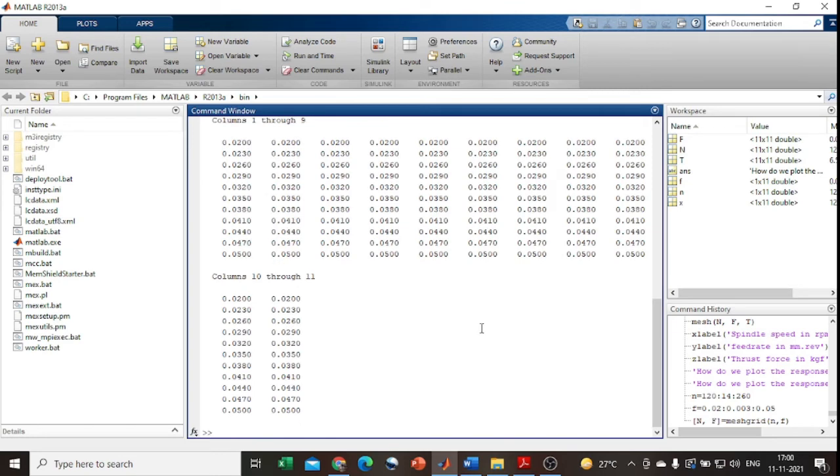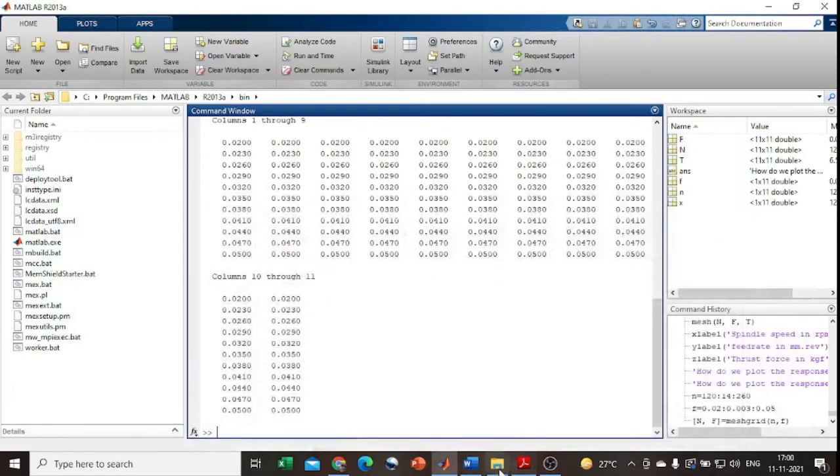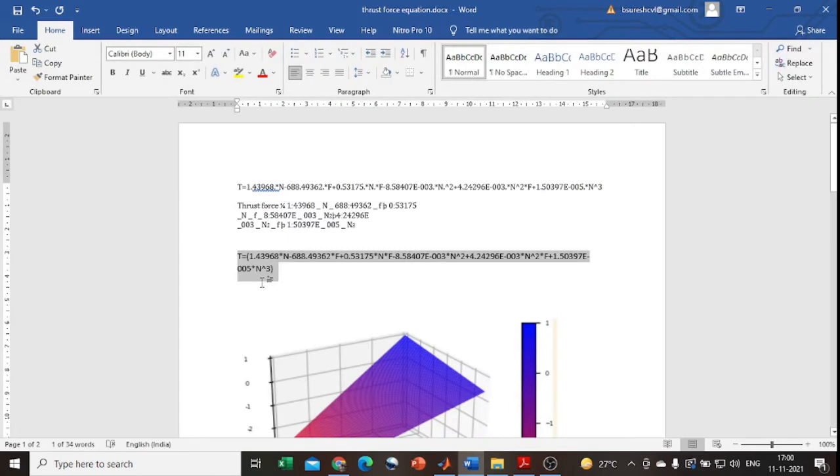After that, how can we plot? For plotting purposes, we can utilize the z-axis also. How can I give the z-axis value? According to my experiment, the thrust force is the z value, so now I represent the z value. Already I typed the equation in the Word document.